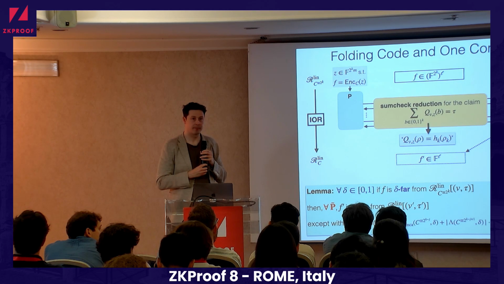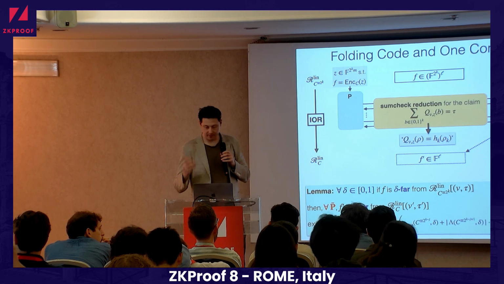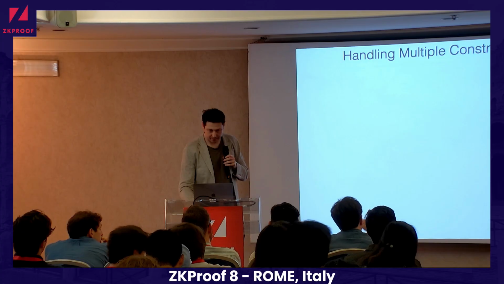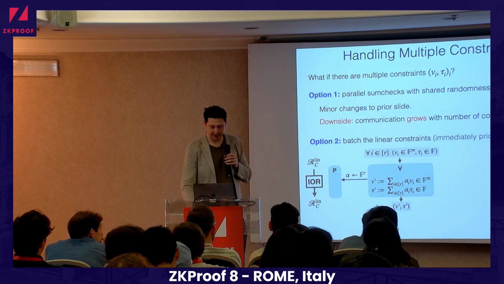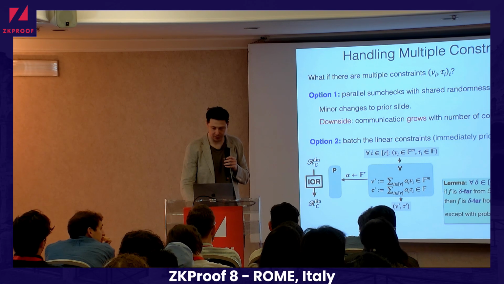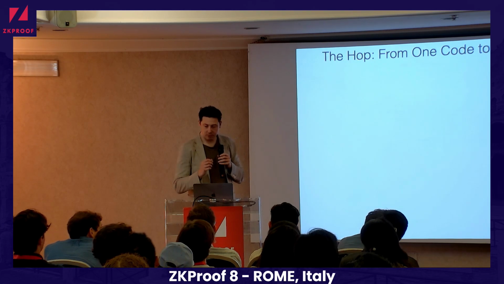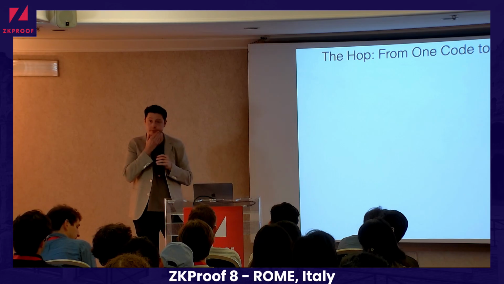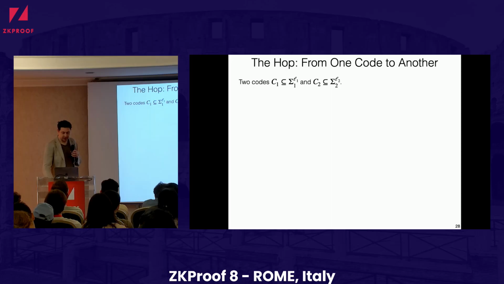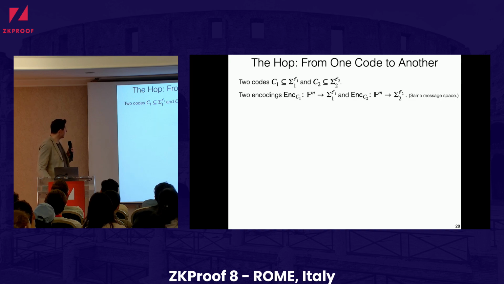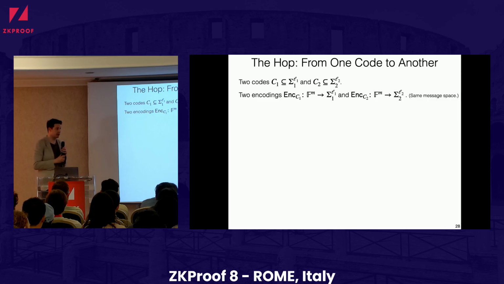All right, so I have 6 minutes. I'm going to skip over handling multiple constraints. FYI, it's not a problem, you just batch them. I want to just conclude with the hop. It's actually quite simple. Let's say I have two codes, mostly unrelated. All I care about is that they have the same message space. Because they have to encode the same thing, so they should at least have the same message space.